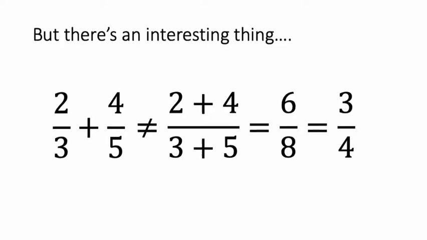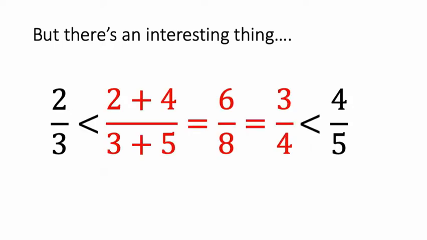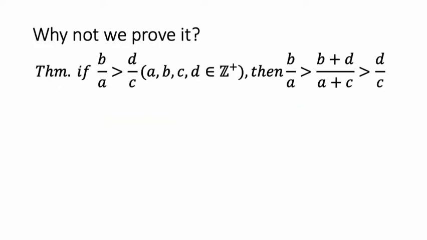But notice something. The incorrect answer, which is 3 over 4, is actually between the number 2 over 3 and 4 over 5. So is it true for every integer? Well, why not we prove it?